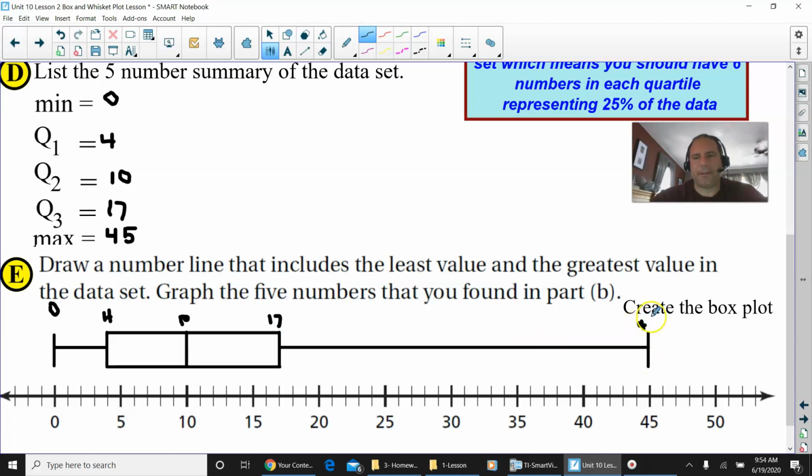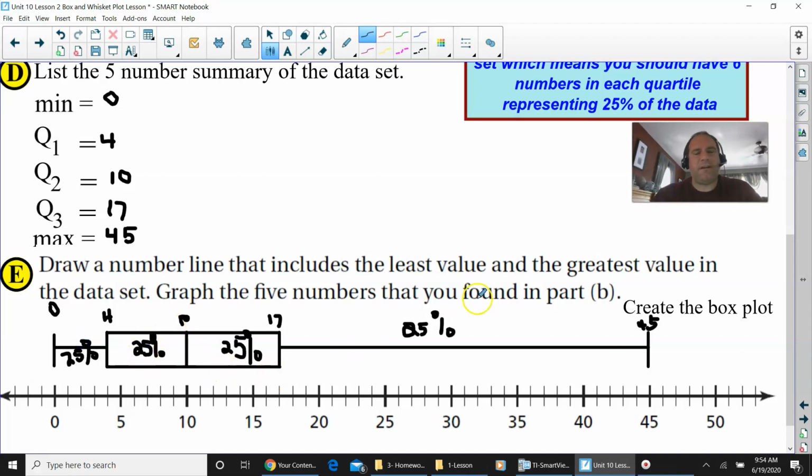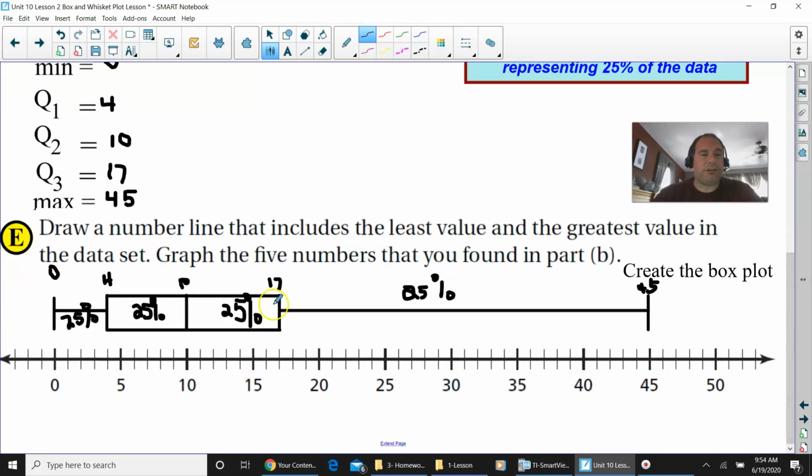Remember, each one of these sections is called a quartile, and each represents 25% of the data, even if they ask you. If they do ask you for the interquartile range, you take quartile 3 and subtract quartile 1 from it. You would get 17 minus 4.